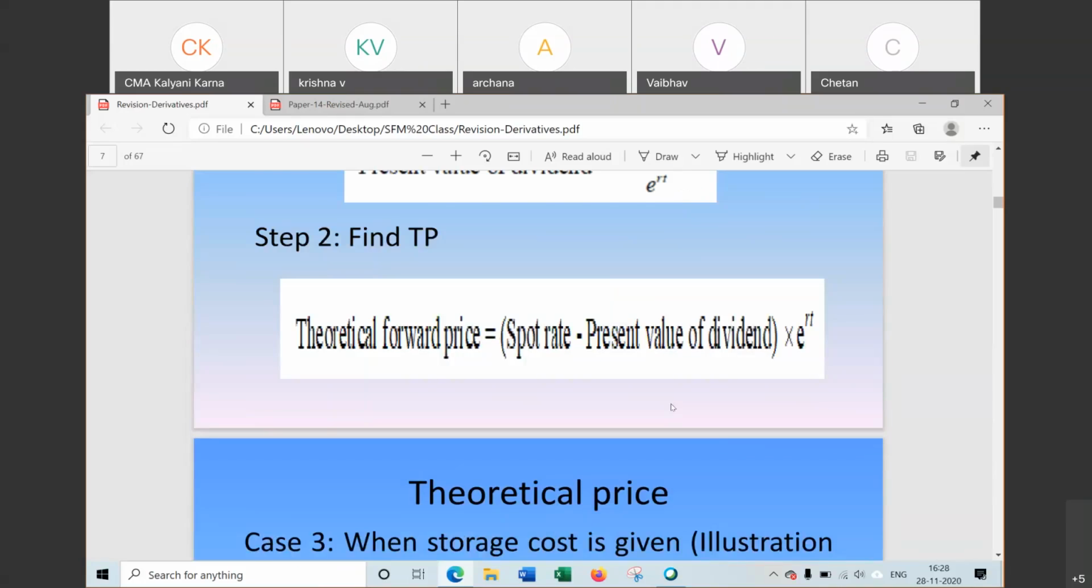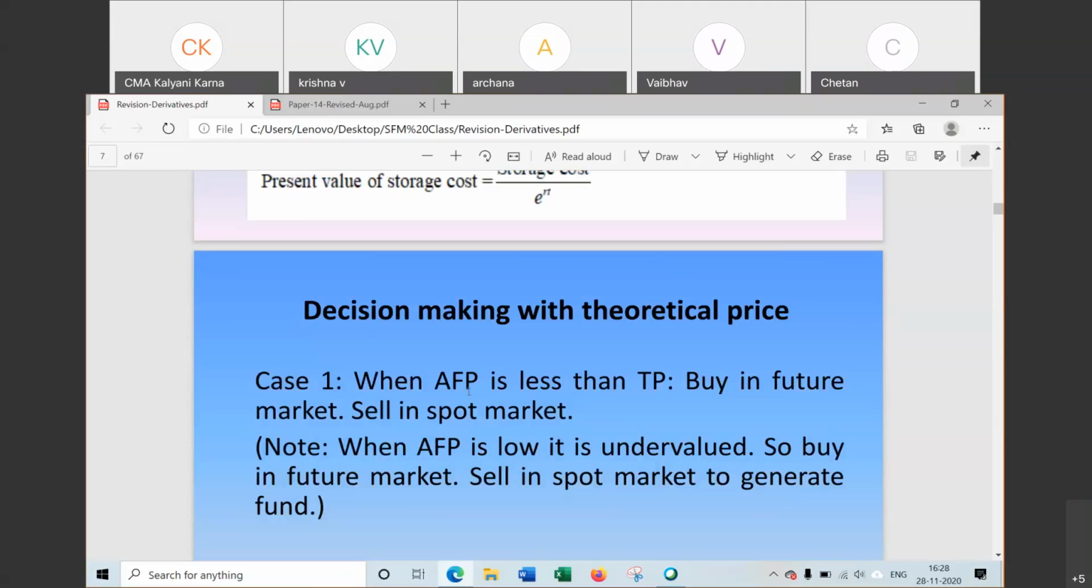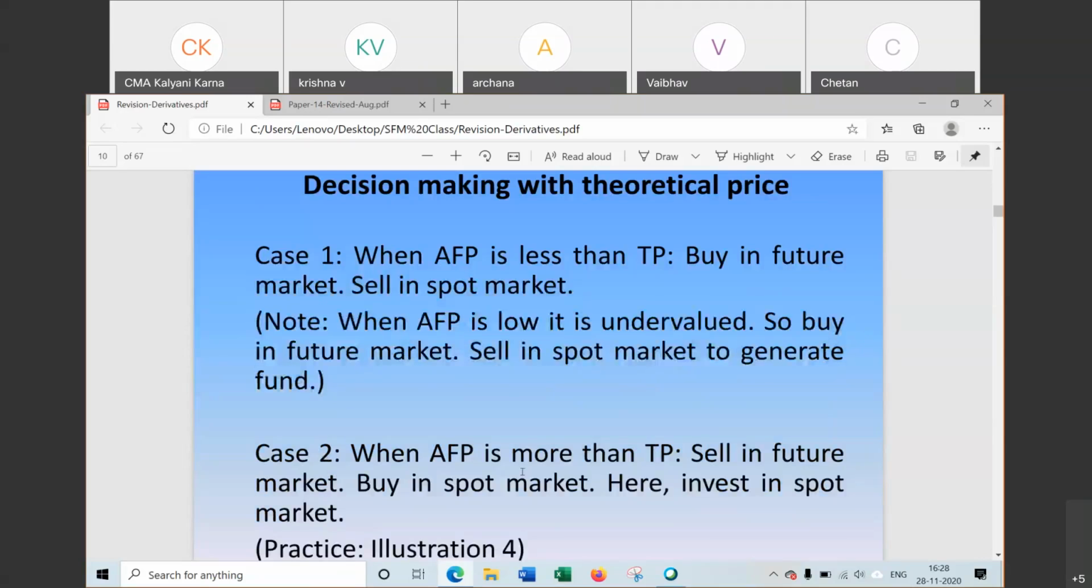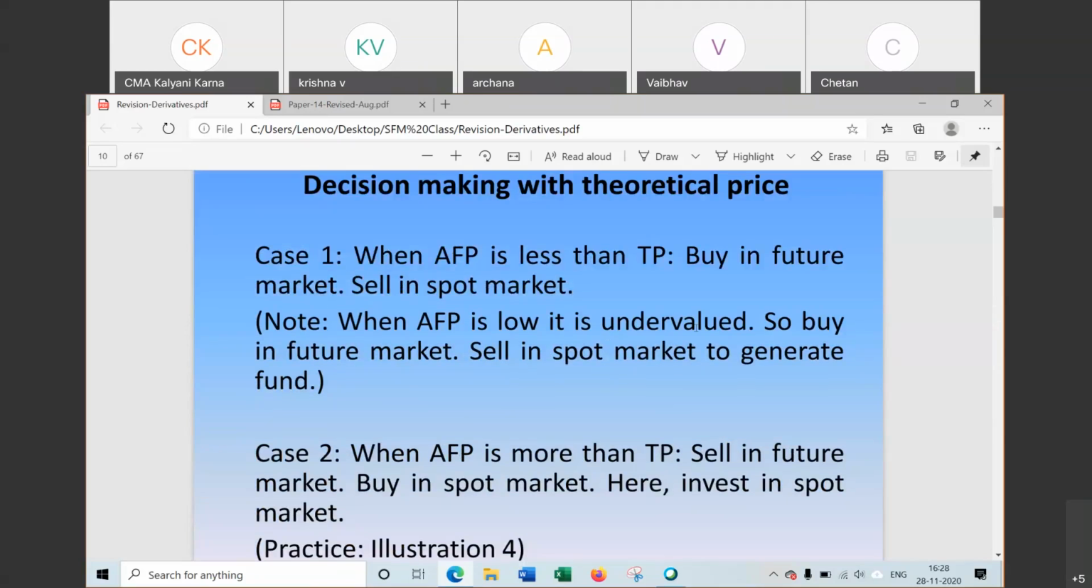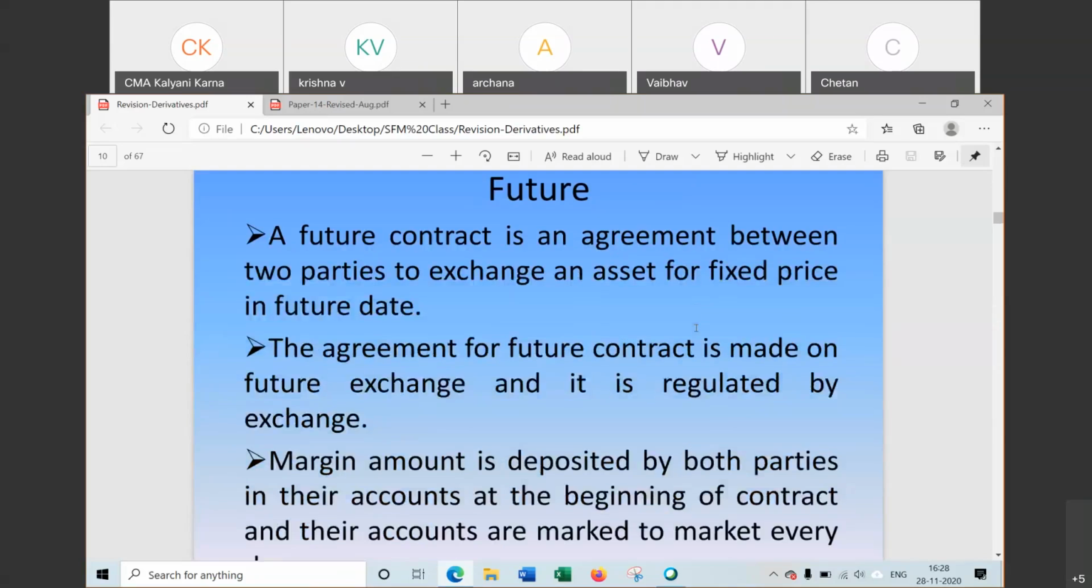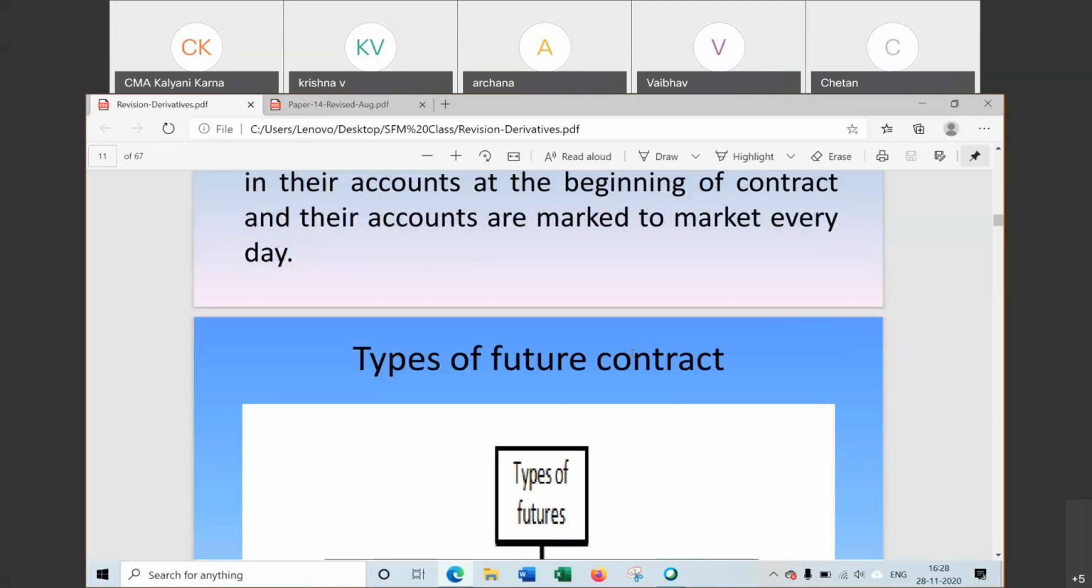Second topic will be decision making. So when actual future price is greater, when actual future price is lesser. When actual future price is greater, we have to sell in future, and when lesser, buy in the future market. Coming to the next topic will be futures.